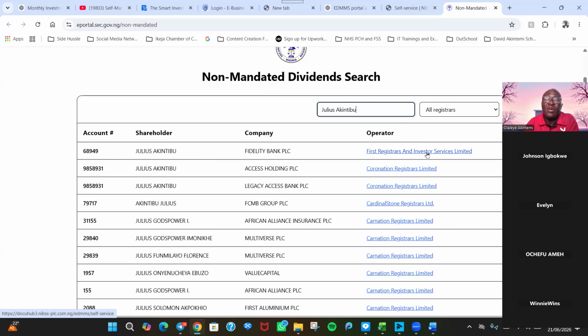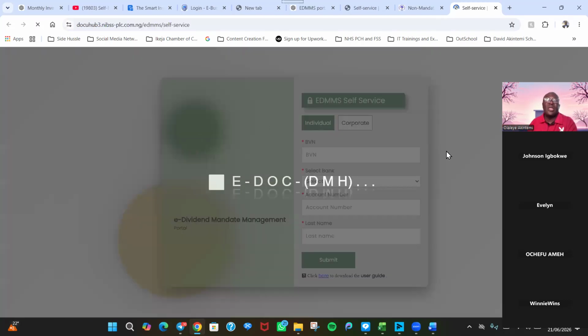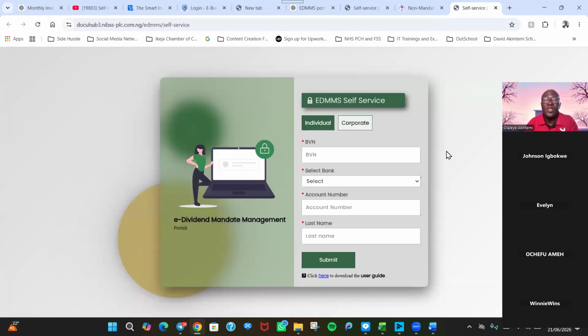So now you click on the name of the registrar. That is why this is showing a hyperlink. You click on the name of the registrar. Then you come back to e-dividend mandate. What is the purpose of e-dividend mandate? For you to be able to get your dividends paid directly into your bank account without you doing anything.